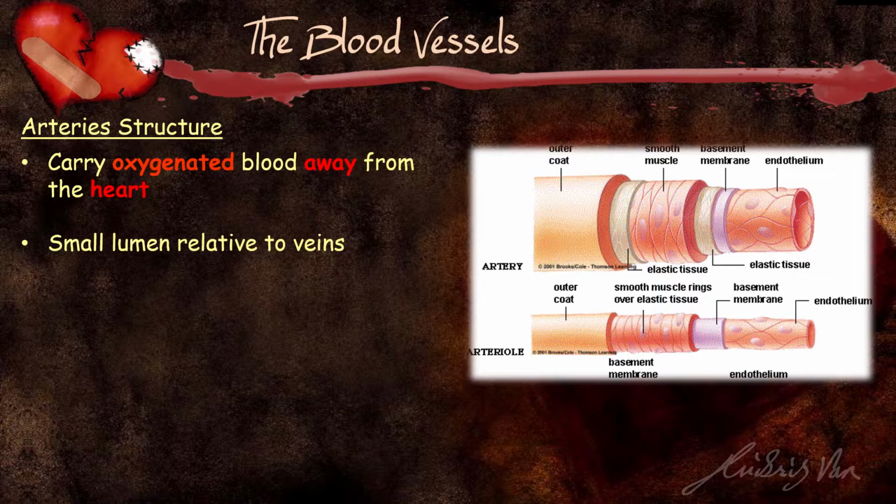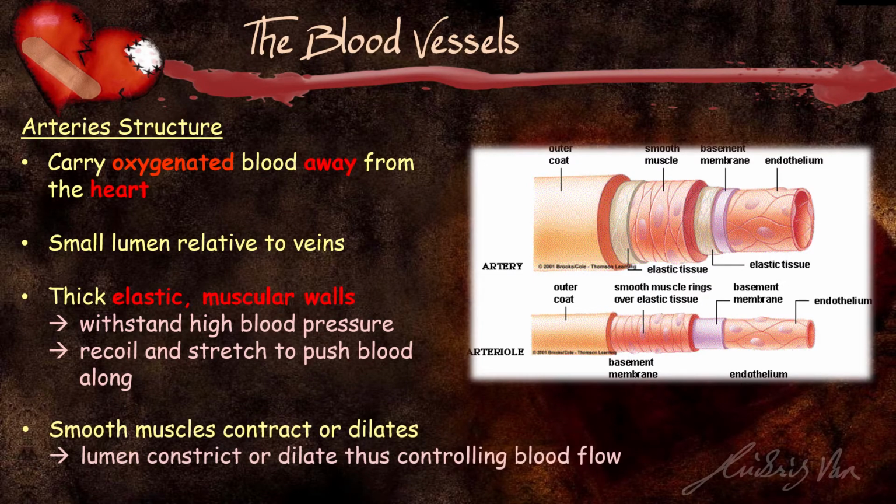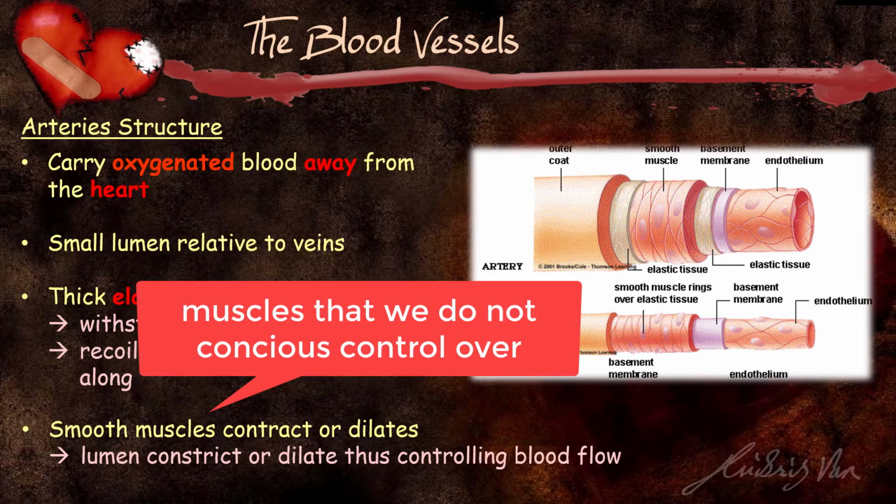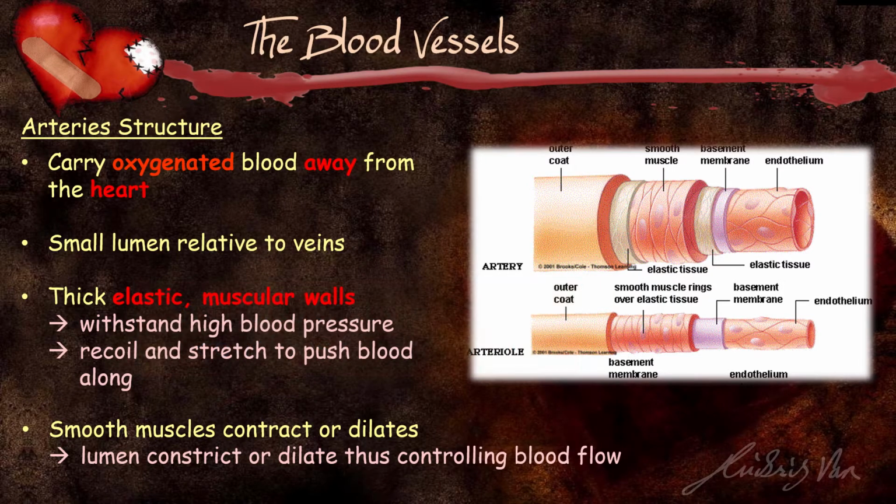heart into our lung. The lumen of the artery, or the hole in the middle, is relatively small compared to the lumen of the veins. The wall of the artery is thick and elastic. This is to withstand the high blood pressure, as well as to recoil and stretch to push the blood along. There are smooth muscles surrounding the artery, and they can contract and relax, constricting or dilating the size of the lumen, therefore controlling the blood flow.